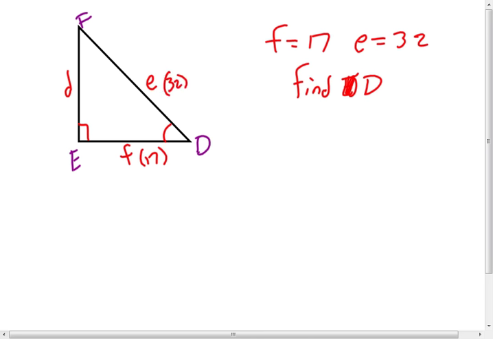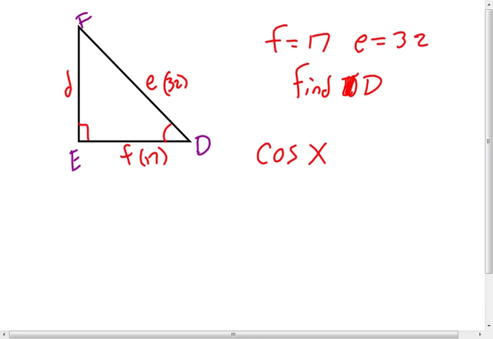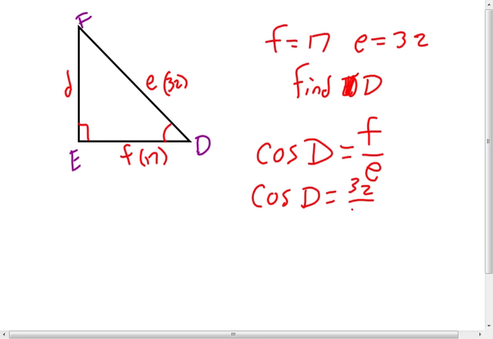And so based on that relationship, since we have an adjacent side and the hypotenuse, we're going to use cosine. So cosine of the angle we don't know, which we'll call, I don't know why I called it X, we need to call it D. So let's change that to D instead. That makes more sense. So cosine of that angle, D, is equal to F over E. That's by definition. And we know F and E. We're given that in the problem. F is 17 and E is 32.